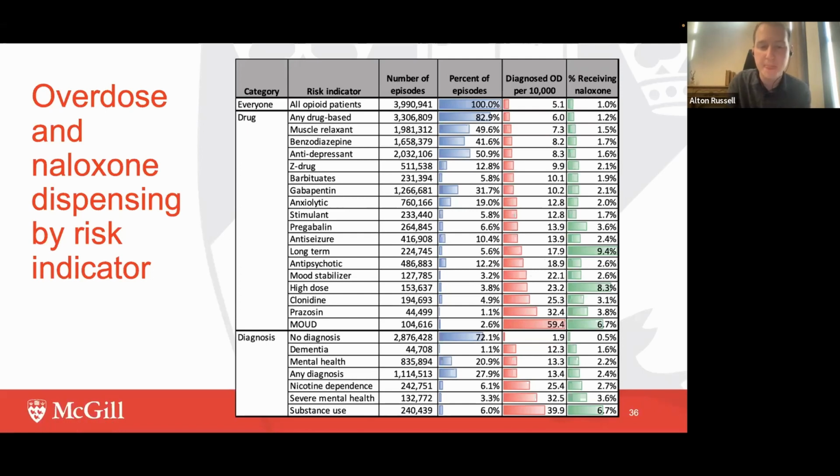In terms of the diagnosis codes, you can see that substance use had the highest rate of diagnosed overdose, and severe mental health was behind it, and about 6.7% of the people with a substance use diagnosis received naloxone. And there's of course going to be overlap between the group receiving medications for opioid use disorder and the group with the substance use related diagnosis.